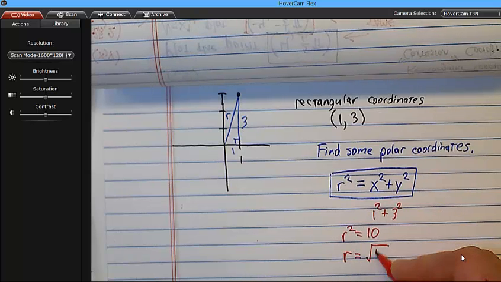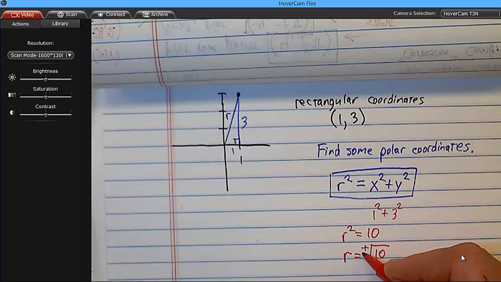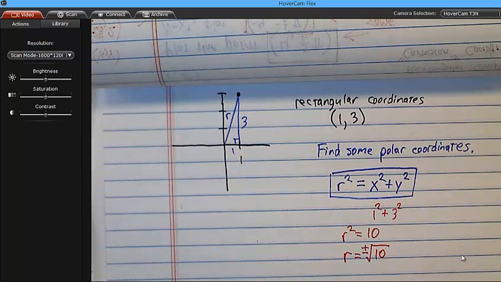Yeah, now it's interesting. I know the algebra rule: when I take the square root, I have to put a plus or minus. And we've seen that sometimes you want a negative r. Does that make sense to people? Okay? Kind of depends on the angle here. Now, what about finding that angle?